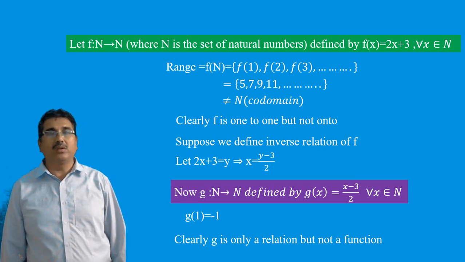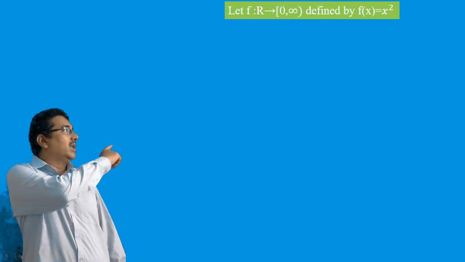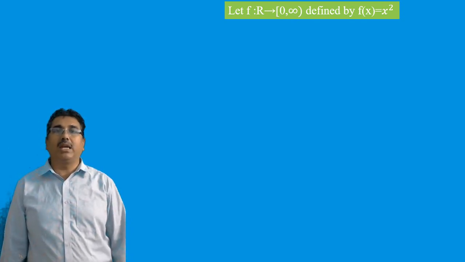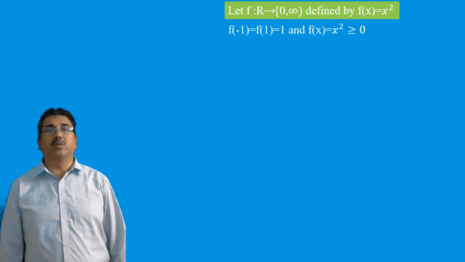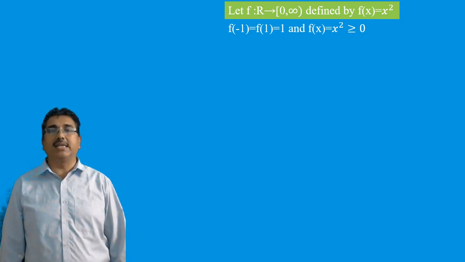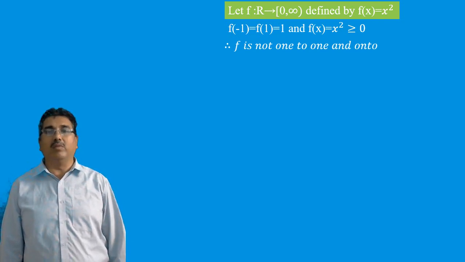Now see one more example. Let f mapping from R to the closed interval 0 to infinity defined by f of x equal to x square. X square is an even function. So f of minus 1 equals f of 1, that is equal to 1. And f of x equal to x square is always non-negative. Therefore, f is onto but not 1-1.